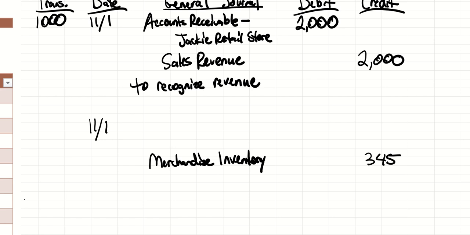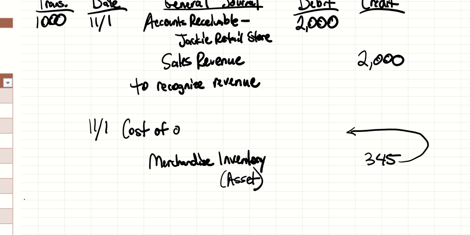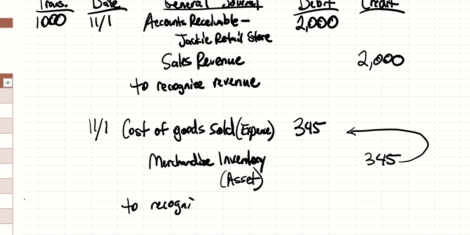Merchandise inventory, yes, is an asset. So we're going to move this $345. This is what's happening here. We're moving this $345 into an expense account called cost of goods sold. We're going to debit this account by $345. So this is us recognizing the expense on the same date as when the revenue was recognized. And that's what perpetual inventory system means.